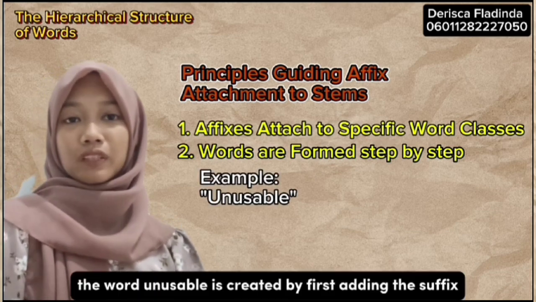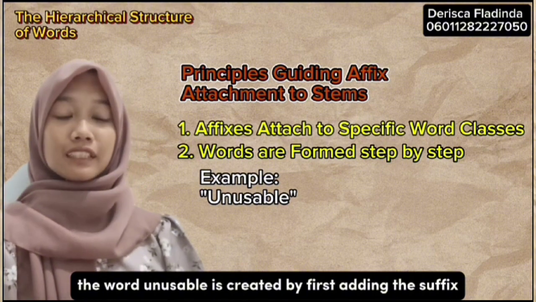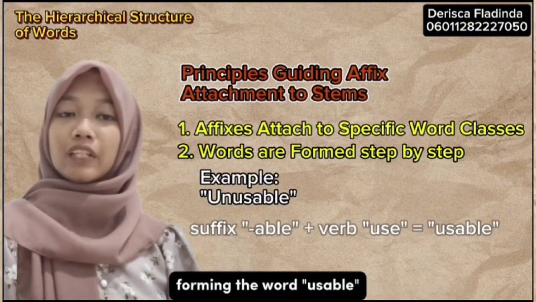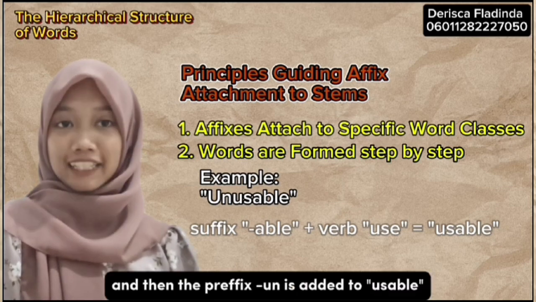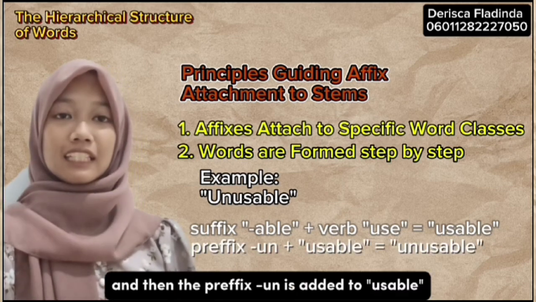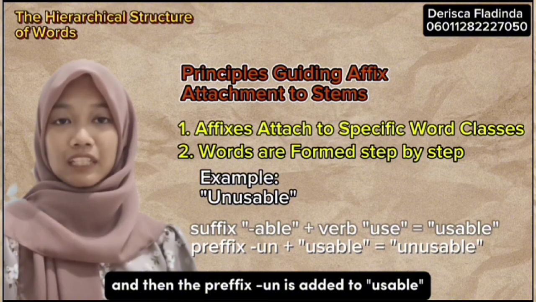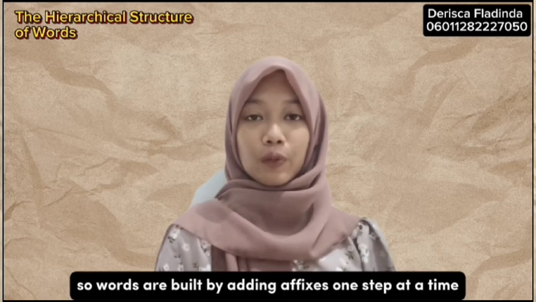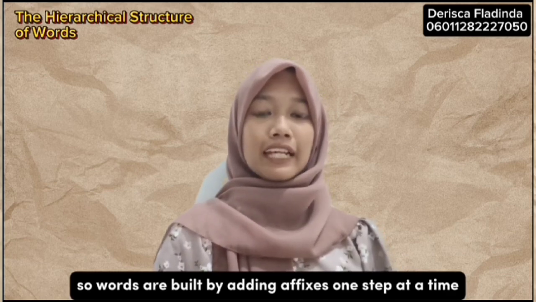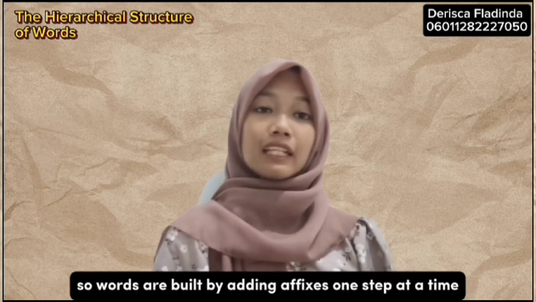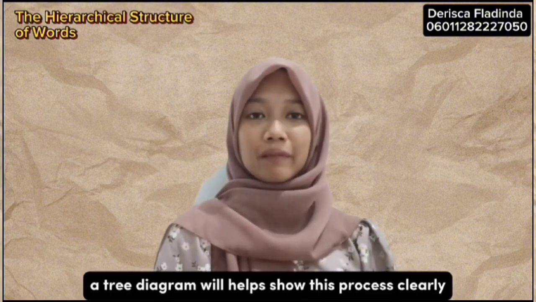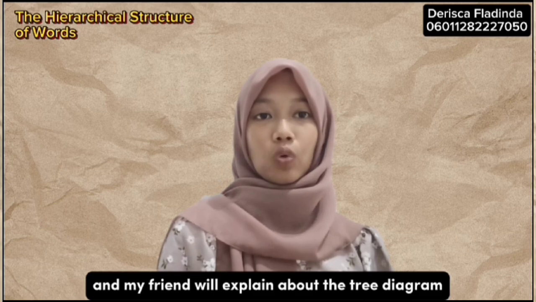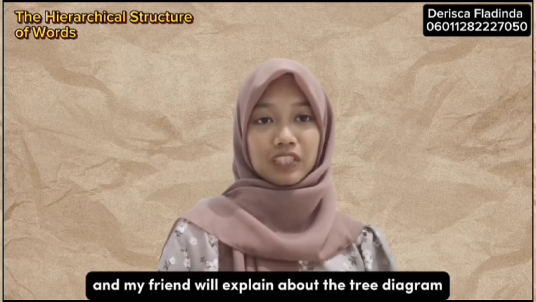The word unusable is created by first adding the suffix -able to the verb use, forming the word usable, and then the prefix un- is added to usable, and it becomes the word unusable. So, words are built by adding affixes one step at a time. A tree diagram will help show this process clearly, and my friend will explain the tree diagram.